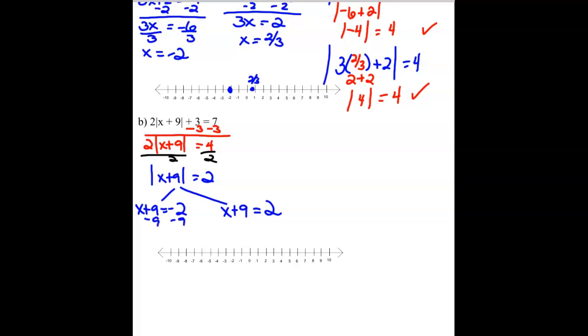Subtracting 9, we have x equaling negative 11. Subtracting 9 here, we have x being negative 7. So again, we would have a dot here at negative 11 and one at negative 7. Checking our solution.